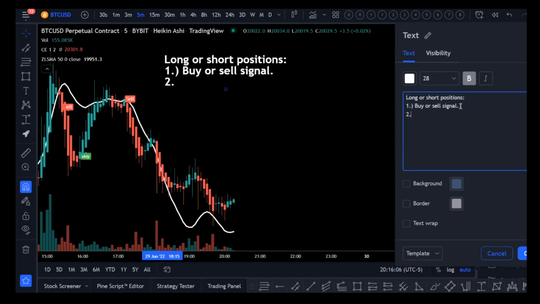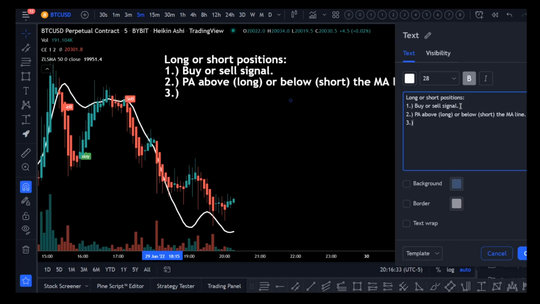Okay, our second rule, we need price action to be either above if we're looking for a long, or below if we're looking for a short, the moving average line, which is the white line. Okay. And guys, make sure to stick through till the very end. I'm going to show you exactly where to place your stop losses, your take profits, all that jazz.